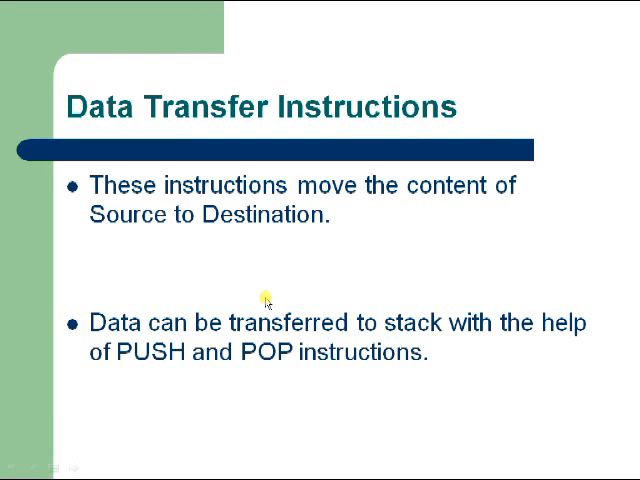Data transfer instructions are the instructions mainly used for copying data from source to destination. Here the source and destination might be a register, an immediate operand, or a memory location. Data can also be transferred to the stack with the help of push and pop instructions, and these two instructions also come under data transfer instructions. Let us see the different possibilities with the move instruction.